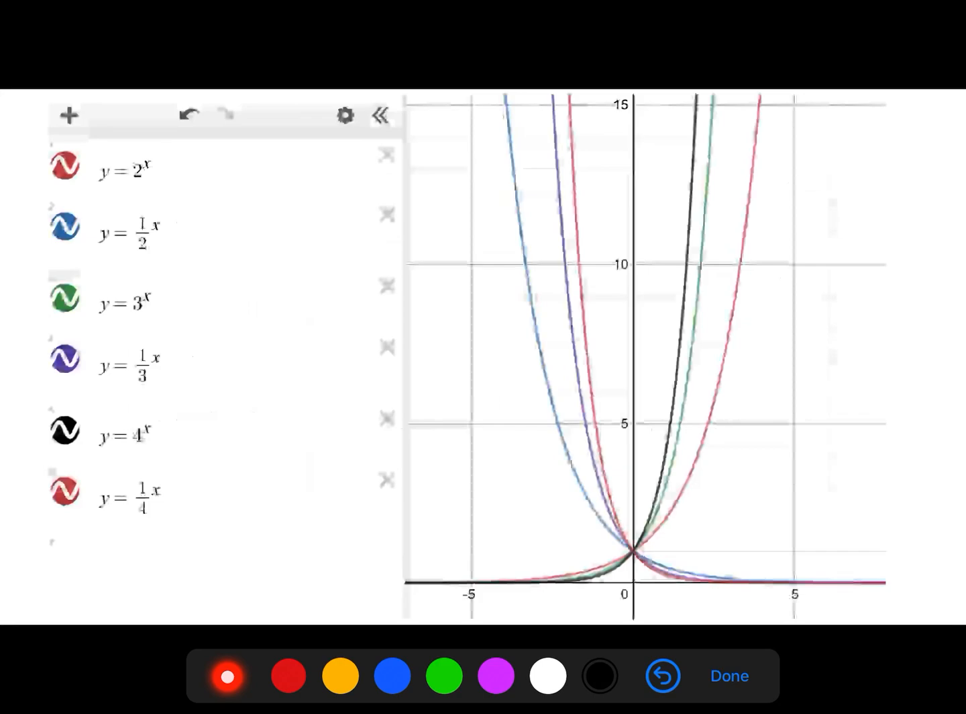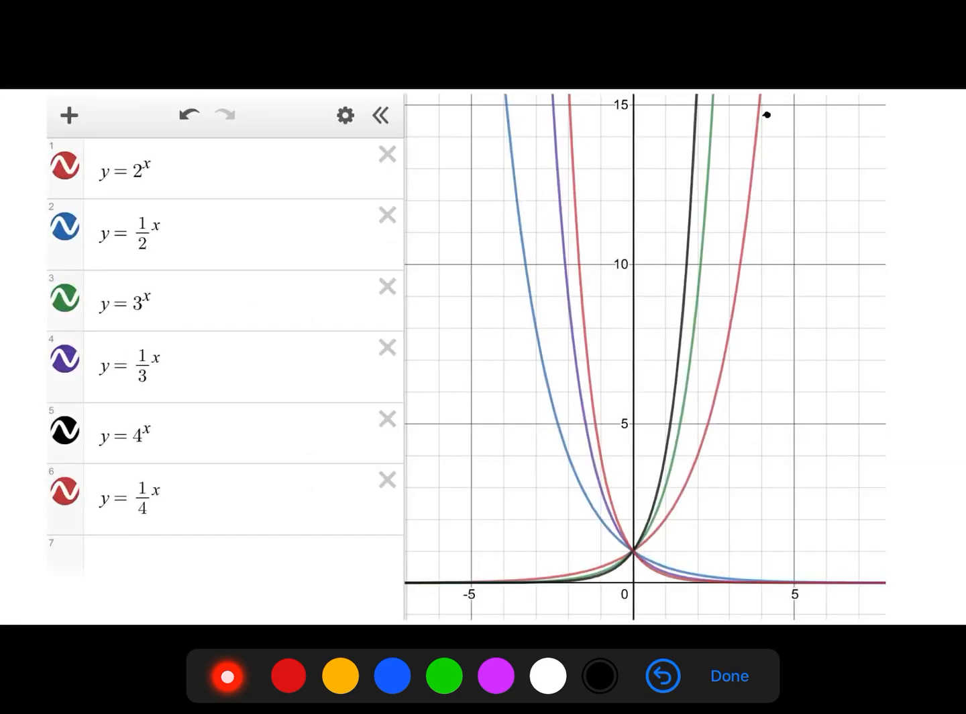So you can see that I have color-coded mine. The red one here is y equals 2 to the x. The blue one over here is y equals 1/2 to the x. The green one here is y equals 3 to the x. Purple, y equals 1 over 3 to the power of x, etc.